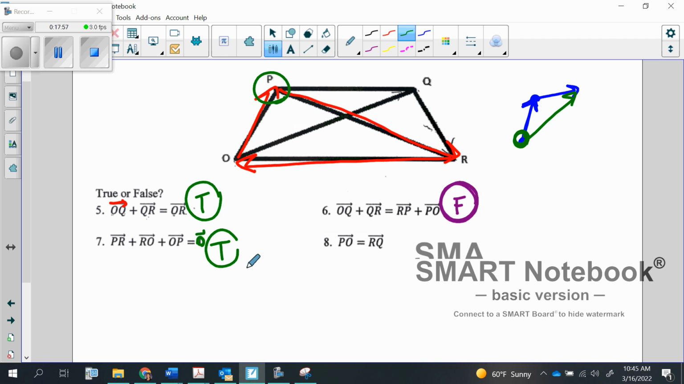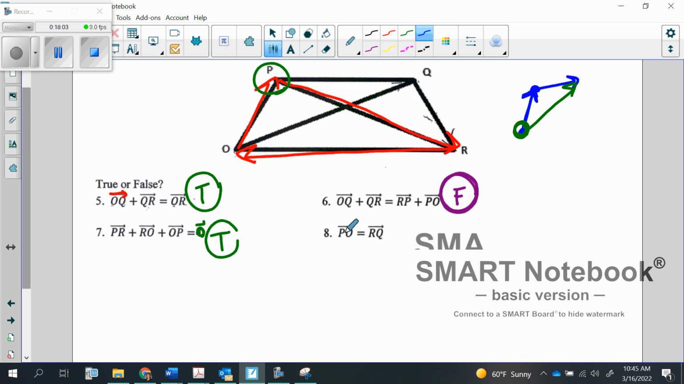If I don't get back to where I started, then we can't say it's equal to 0. And then for number 8, I'm going to do it in a different color: PO. So we're going from P towards O, and we want to know, is that equal to RQ? The magnitudes are exactly the same, but in this case they're in opposite directions, so this would be false.